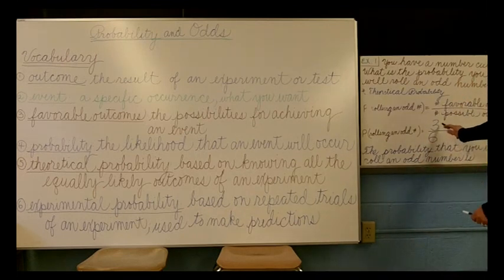If the probability is 3 out of 6, we take that fraction and as always we simplify, and that becomes 1 over 2. So the probability that you will roll an odd number on a number cube is 1 out of 2. Let's take a look at our second example.